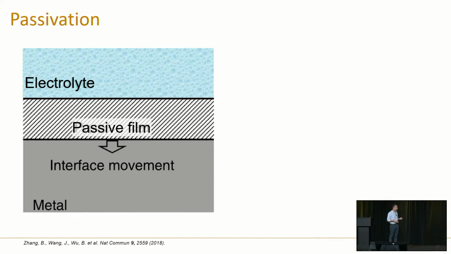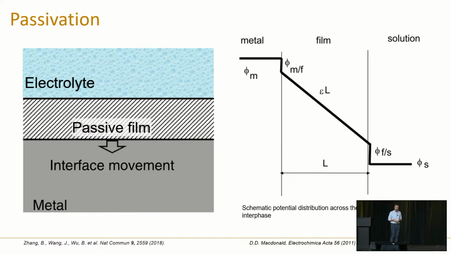This particular phenomenon can be drawn in many, many different ways. This is a schematic of a potential drop across this particular interface. And the reason why I'm talking about this is there's been a number of theories over the last century regarding passivity. Some of the well-known ones are the Cabrera-Mott model, and you've got the Vetter model and so forth.